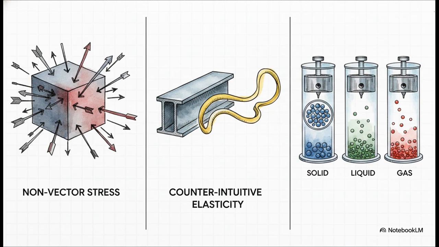To wrap this whole explainer up, I want you to memorize these high-yield points for your test. First, stress is not a vector quantity. Unlike force, you cannot assign stress a specific single direction. Second, remember our tricky physics definition of elasticity. Steel is more elastic than rubber because it fiercely resists deformation. And finally, hydraulic pressure behaves vastly differently across states of matter. Solids are tightly coupled and nearly incompressible. Liquids are loosely coupled, but gases are about 1,000,000 times more compressible because their molecules are completely isolated.